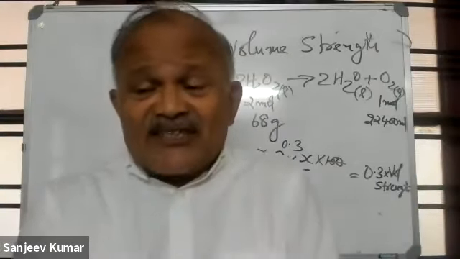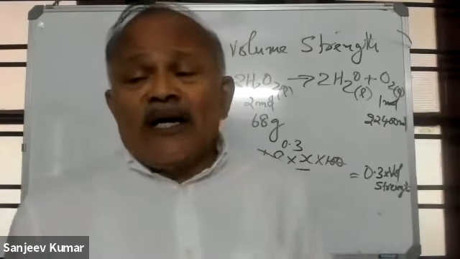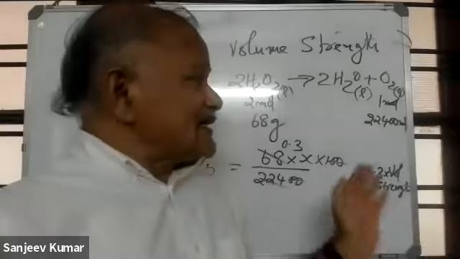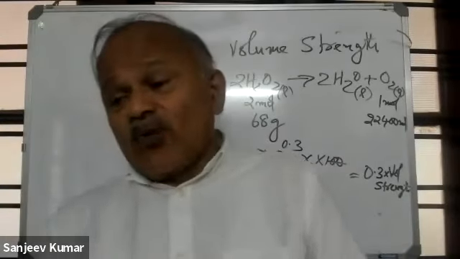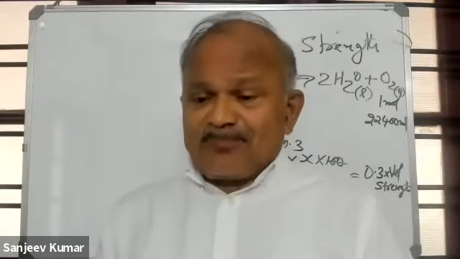There may be slight variation. It may be 6.02 like that. And a 30 volume hydrogen peroxide means it is 10% likewise. And that is the way in which we can calculate the percentage strength.